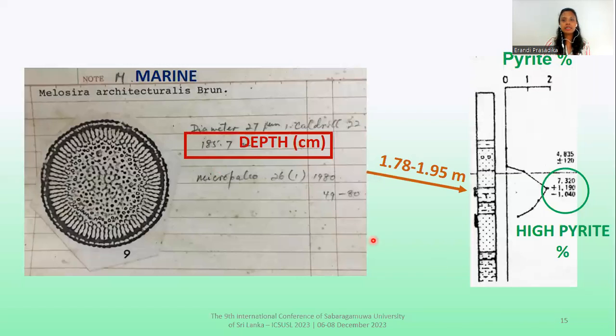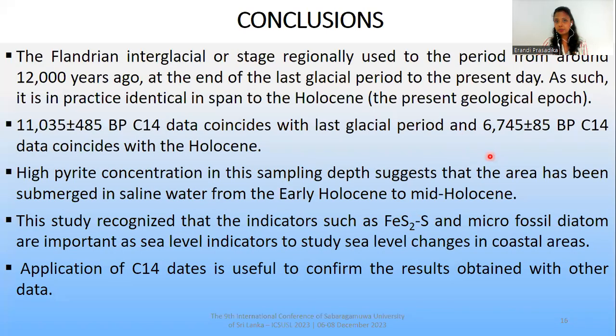As an example, in this study, high pyrite concentration was recorded at the 1.78 to 1.95 meter depth. Along with that, at the same depth, several marine diatoms were identified, such as Melosira species. This Melosira species was recorded at the depth of 1.85 meters, and this depth belongs to this particular area. So this presence of marine diatoms together with the high pyrite concentration confirms that this depth or this area was covered by sea water at 6,745 years before present.